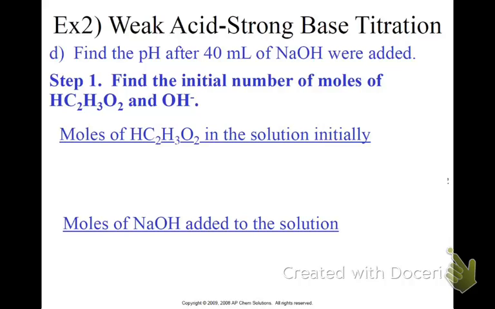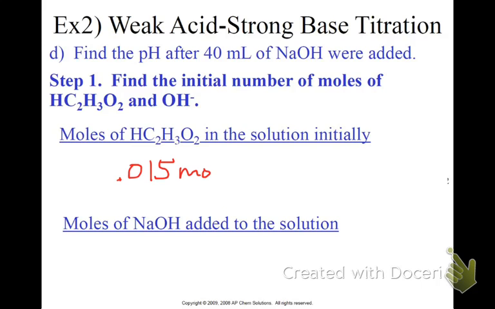And now that we're past the equivalence point, let's go one more step and find the pH after 40 milliliters of sodium hydroxide were added. The same business as usual. We're going to start out by finding the moles of the acetic acid and moles of the sodium hydroxide, and then from there go on to find our pH. And the moles of acetic acid is still the same. We already did that calculation. No need to do it again.